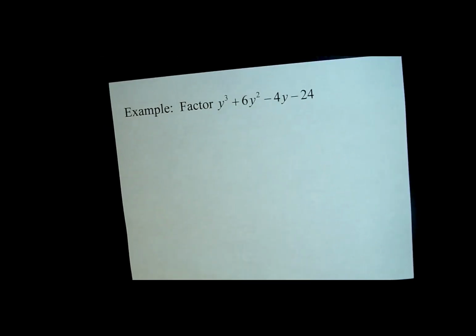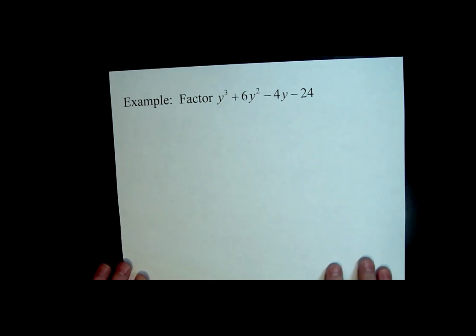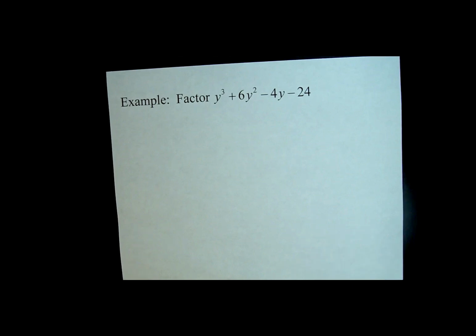Okay, let's try one more, and then I'll give you some to try. So y cubed plus 6y squared minus 4y minus 24. First I ask myself, is there a GCF for all the terms? But there's not. So I go on and make groups.